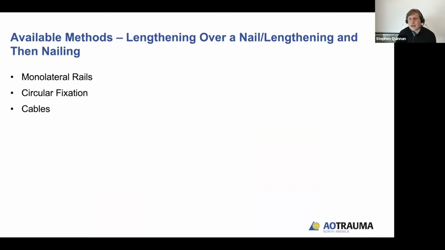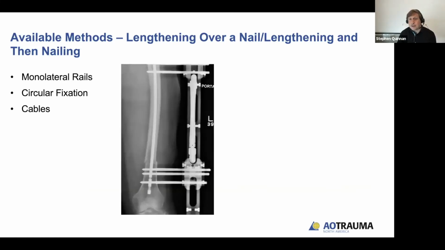That being said, we started to look for ways to both shorten the time that the fixator needs to be there, but also to augment the stability to maintain alignment. So lengthening over a nail and lengthening and then nailing are options in this regard. Now, these can be done with a monolateral fixator, and the benefit here is that it does help prevent those cantilever loads into varus that can otherwise occur when we use the rail alone.